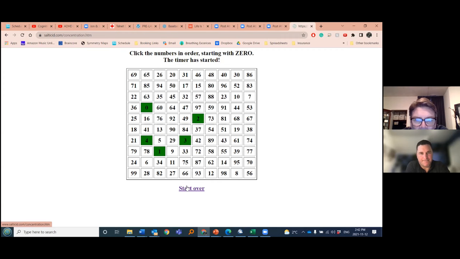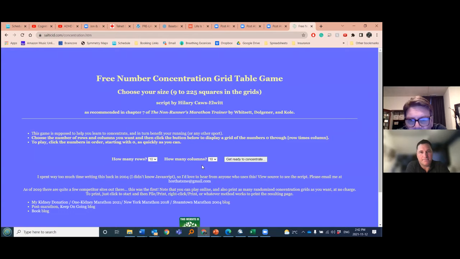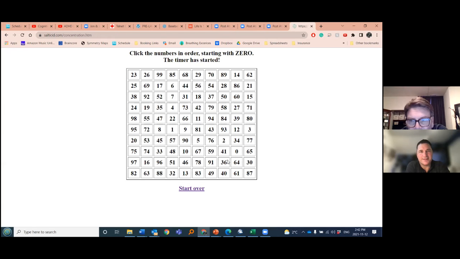So the standard grid is a 10 by 10. The cool thing about this is that every time you hit it, it's always random. And then the great thing is you can measure it. You can literally measure how well you're doing. The story I always share is the first time Carter ever did this, it took him 12 and a half minutes to do.